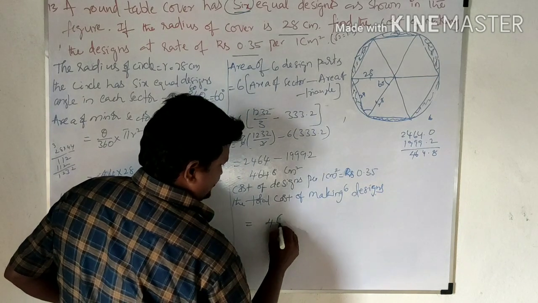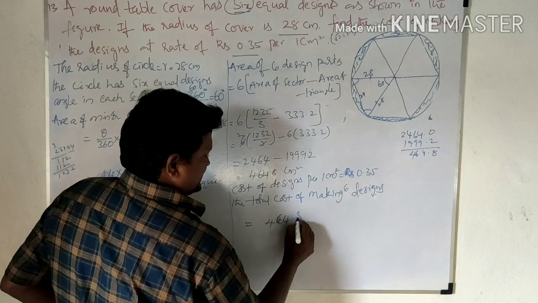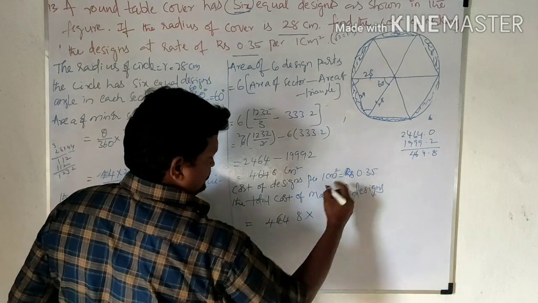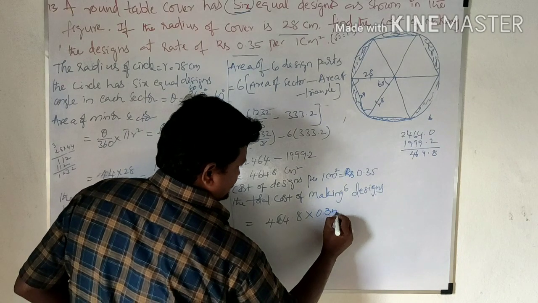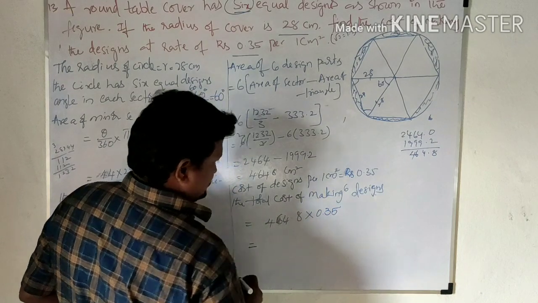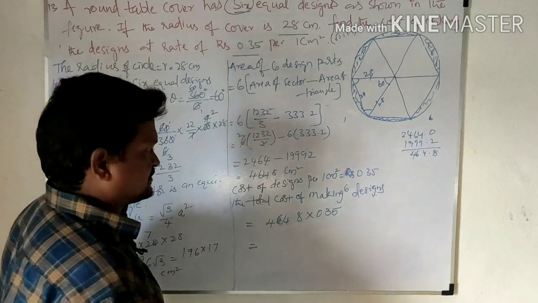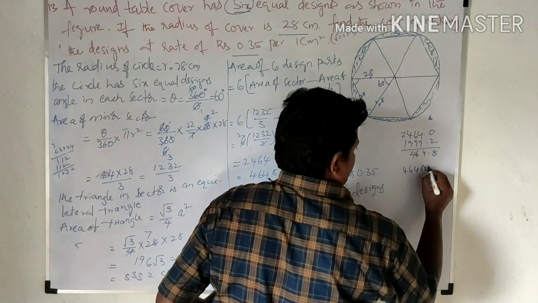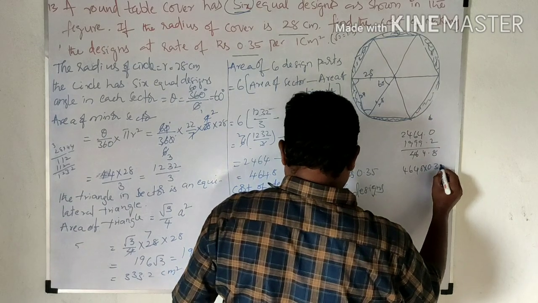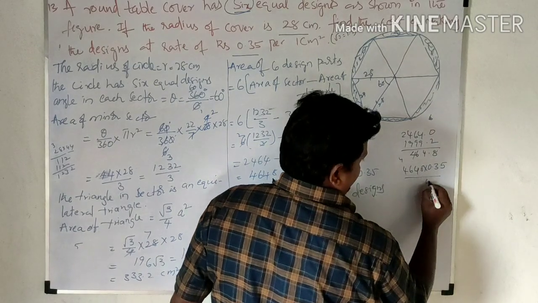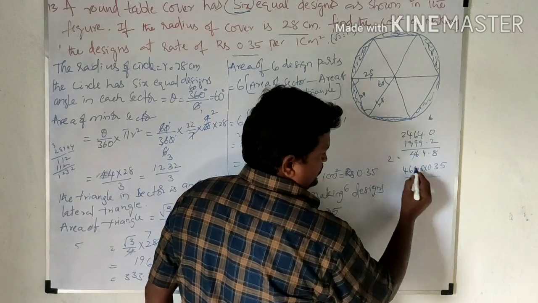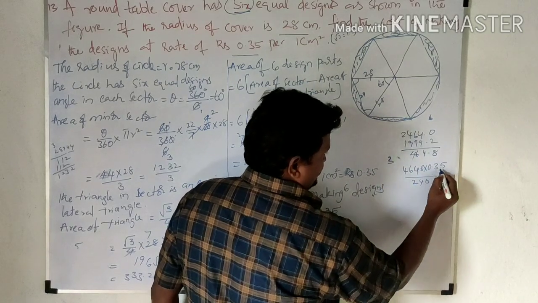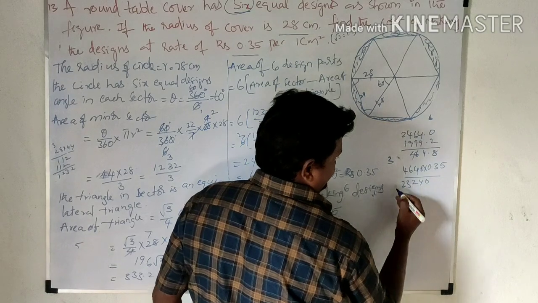which is the total area of the 6 designs, into 0.35 for 1 centimeter square. Now you can multiply this: 464.8 into 0.35. 5 8s are 40, 5 4s are 20 plus 4 is 24, 5 6s are 30 plus 2 is 32, 5 4s are 20 plus 3 is 23.